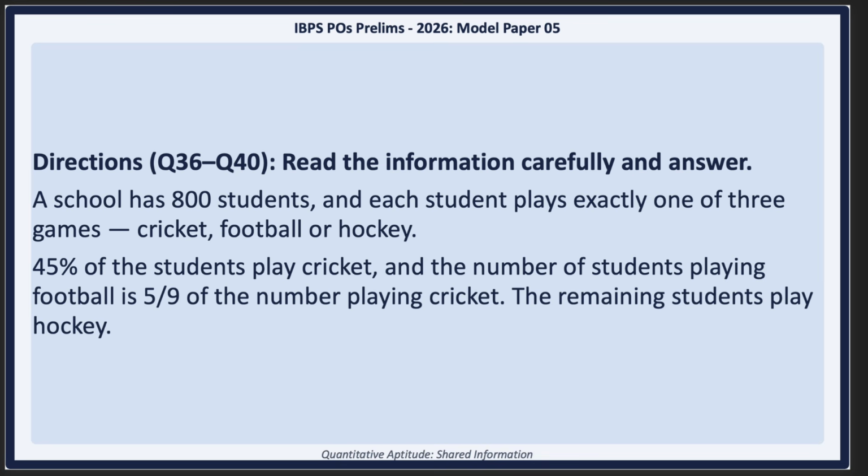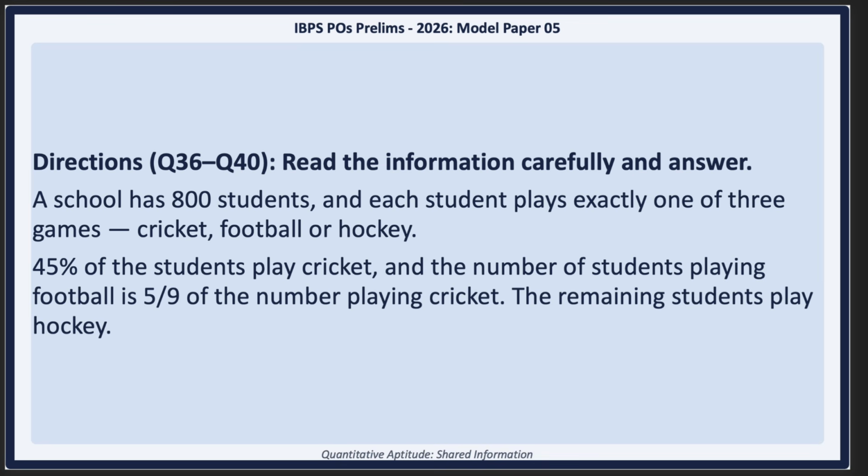So what's the move? The trick is to translate those sentences into hard numbers the second your eyes hit them. Just map it out immediately. Okay, let's try it. So sentence 1 says 800 total students. Sentence 2 says 45% play cricket. Stop right there and calculate. Right now, 45% of 800, half is 400, minus 5%, which is 40, gives us 360 cricket players. Write that down immediately. Okay, got it.